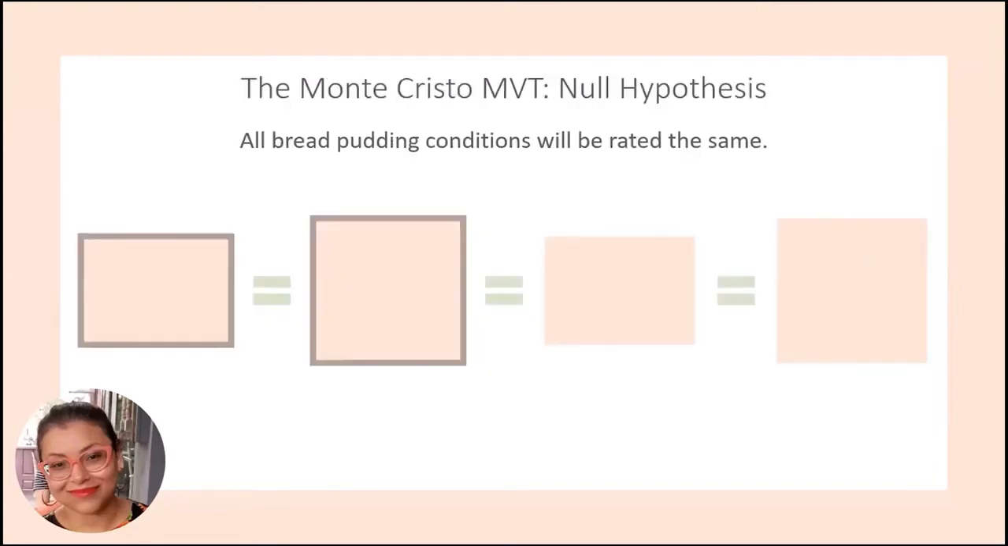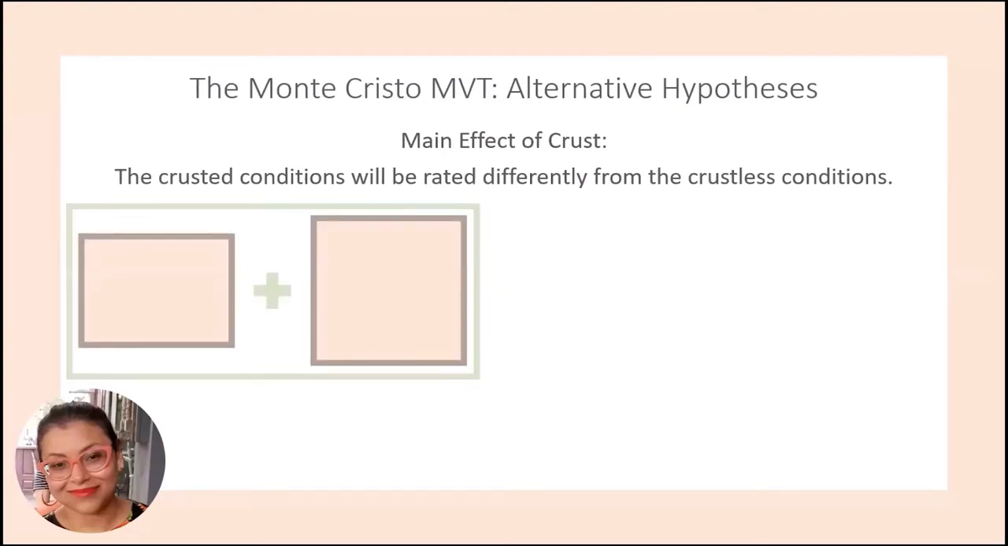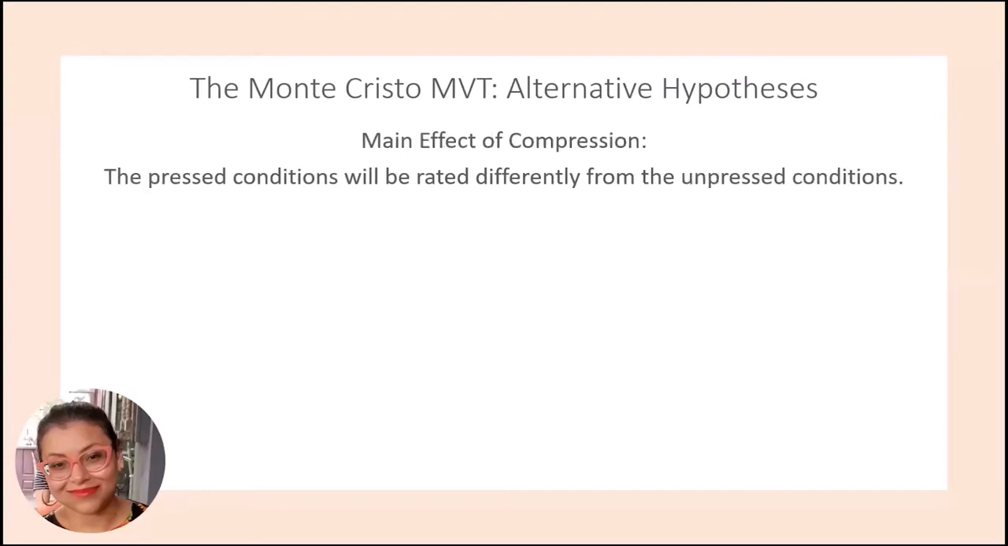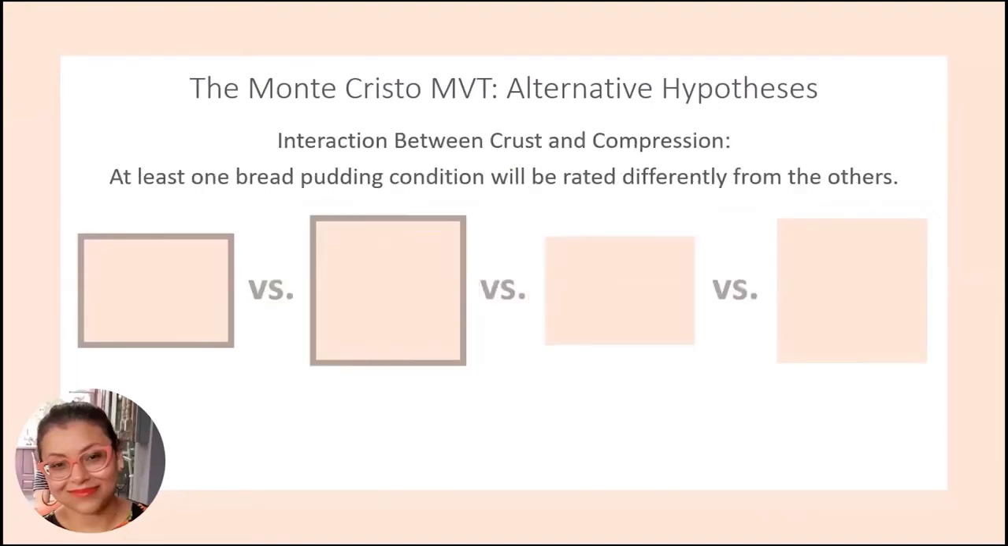So here are my hypotheses. For my null, that's pretty straightforward. All bread pudding conditions will be rated the same. For my first alternative, I'm hypothesizing that the crusted conditions will be rated differently from the crustless conditions. I'm also hypothesizing that the pressed conditions will be rated differently from the unpressed conditions. And for my interaction, I'm hypothesizing that at least one bread pudding will be rated differently from the others. Now notice that I say that the conditions will be rated differently, not that one specific condition will be rated better or worse than the others.